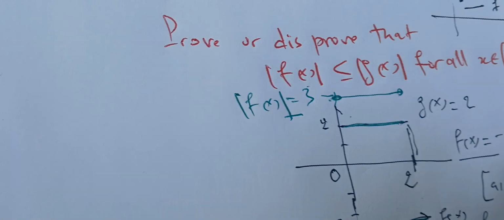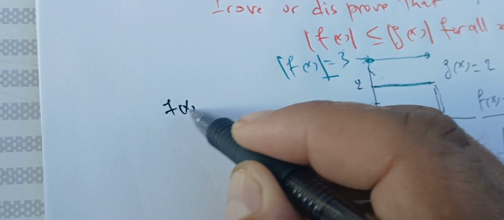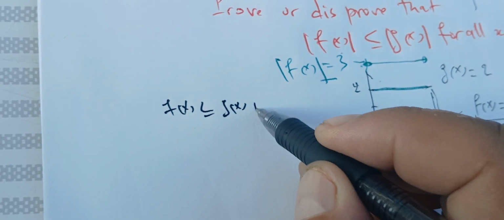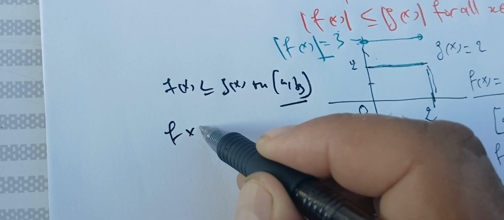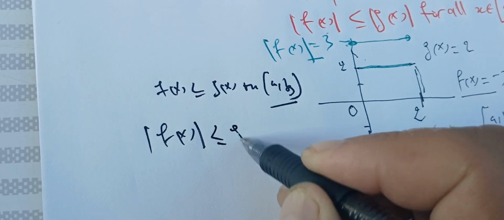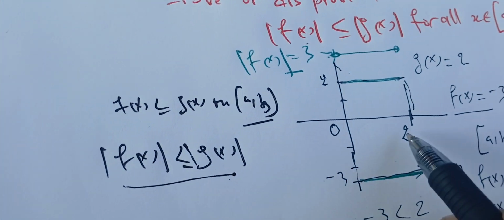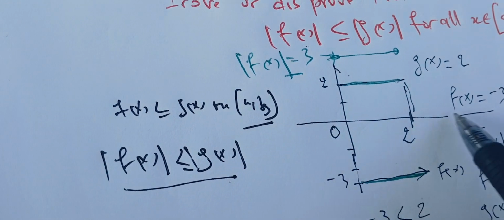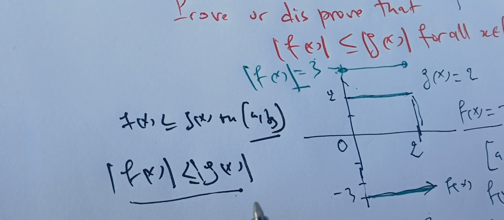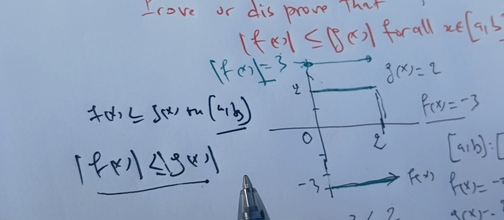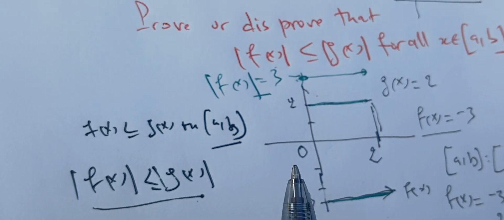What we can learn from here is that if we have f of x less than g of x on some [a, b], it's not always true that the absolute value of f of x is less than the absolute value of g of x. So this is not true. This is the example, with simple functions, that disproves our statement here. So I think that's all we need for this problem.